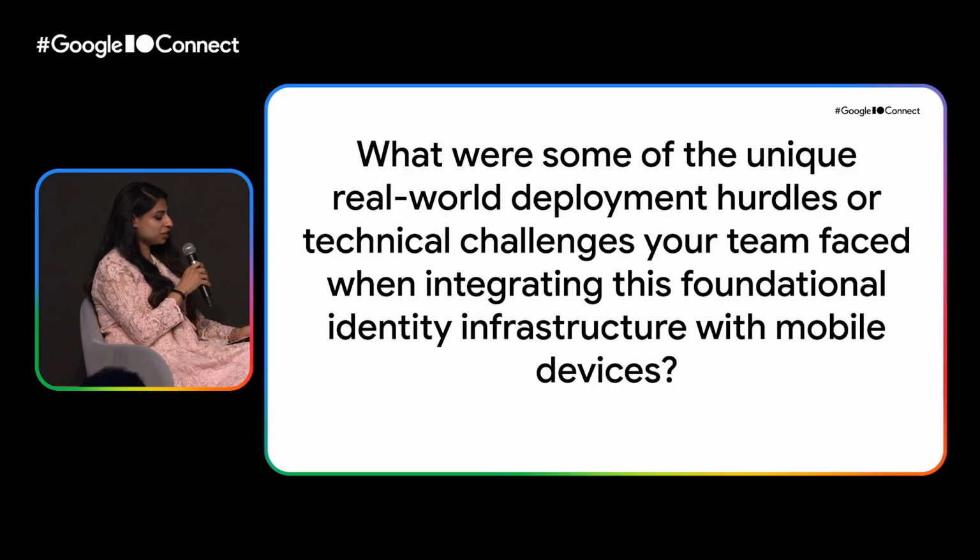Coming back to you, Sabuji. Deploying identity solutions at scale that impacts over 1 billion people is unprecedented. What were some of the unique deployment hurdles or technical challenges your team faced when you were deploying this solution for massive scale?